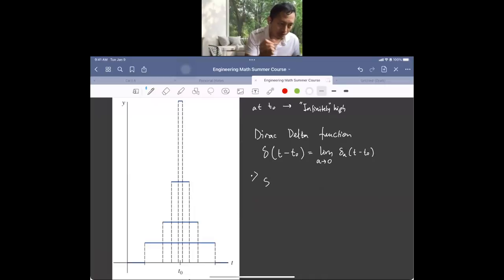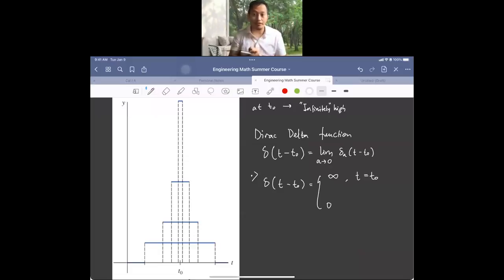We have some properties from previous cases. This can be equal to infinity or 0. When t is equal to 0, as I said before, it's infinitely high. But when we take another t, it's just 0. So the impulse happens at that point.